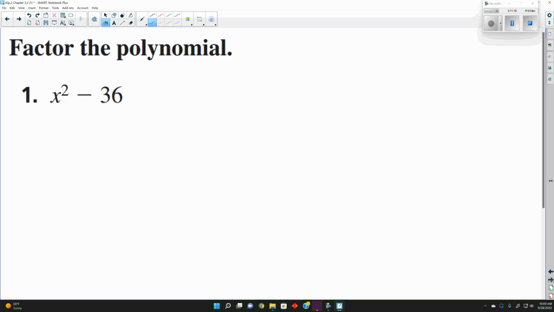Is this here a difference of perfect squares? Because x squared is x and x, yes? What's 36 going to be? 6 and 6. So what would this factor to? X plus 6 times x minus 6. Questions on this here?